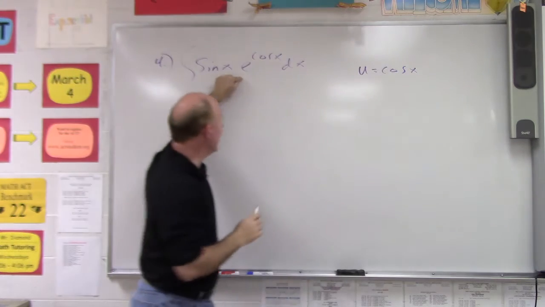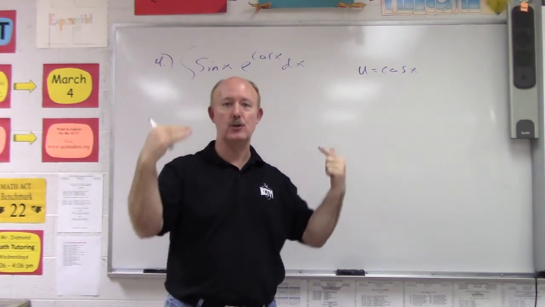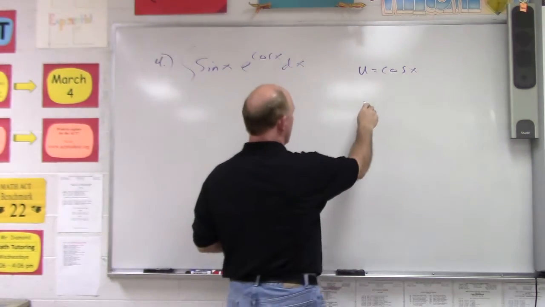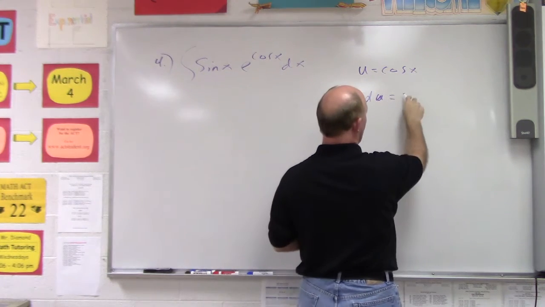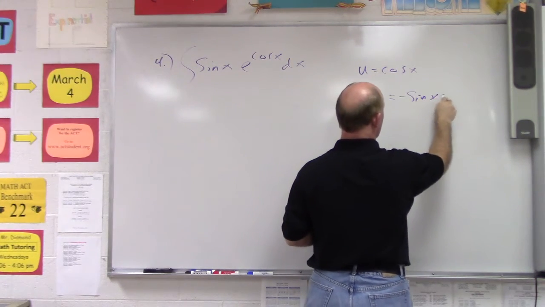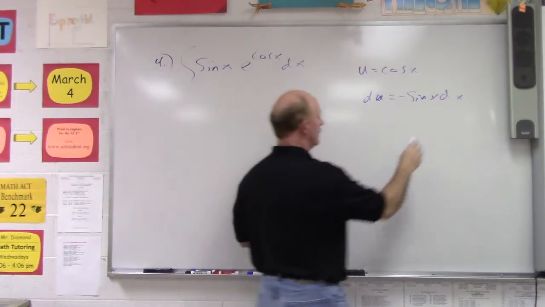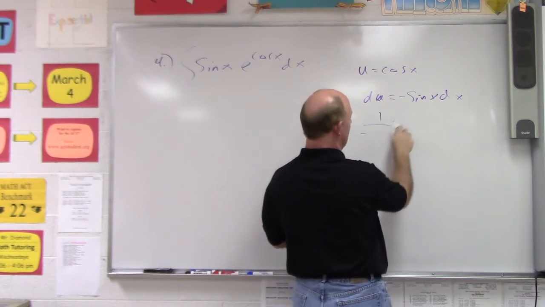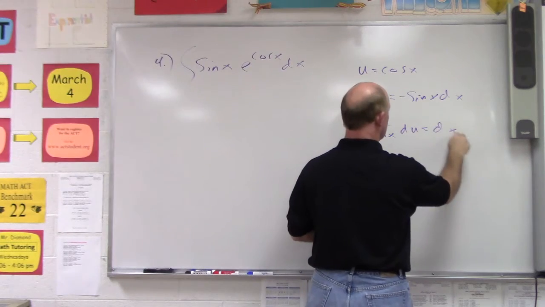So whatever the exponent on your e factor is, you're going to let that equal u. So to start off, let du be the derivative of both sides. The derivative of cosine, remember, is negative sine, so it'll be negative sine x dx. Dividing both sides by negative sine, we get negative 1 over sine x du equals dx.